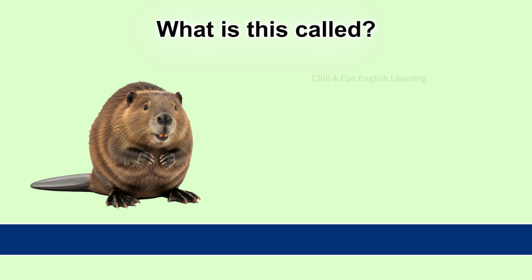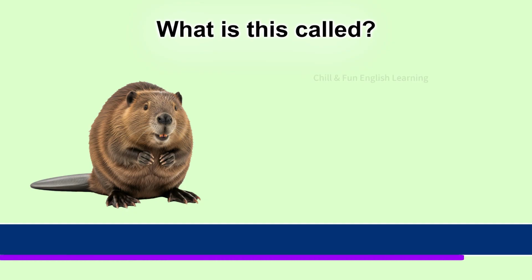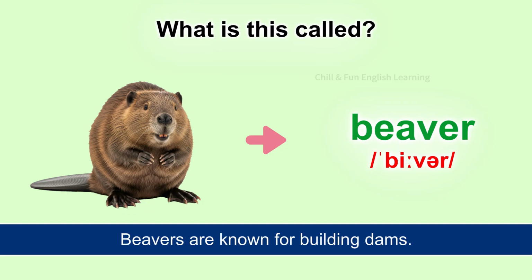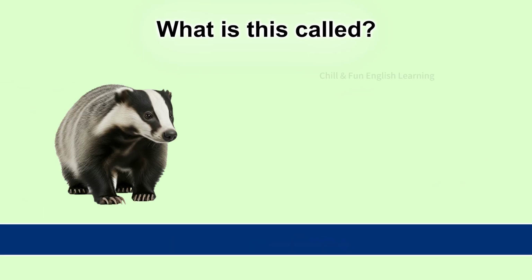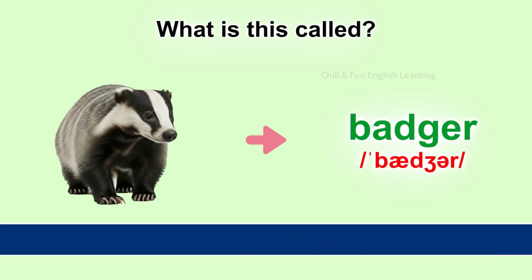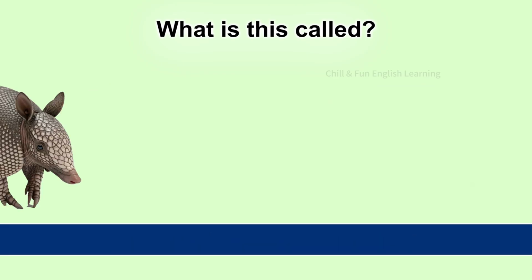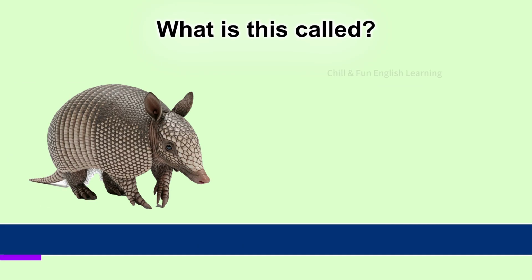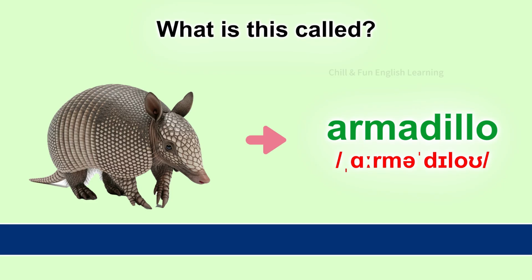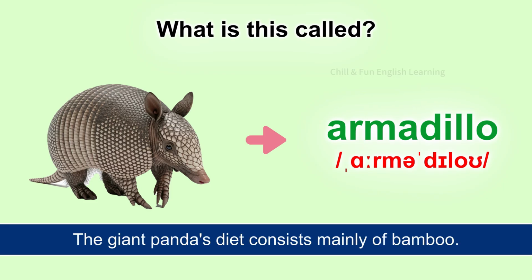What is this called in English? Beaver. For example, beavers are known for building dams. What is this called in English? Badger. For example, the badger dug a deep burrow to live in. What is this called in English? Armadillo. For example, an armadillo has a shell-like armor covering its body.